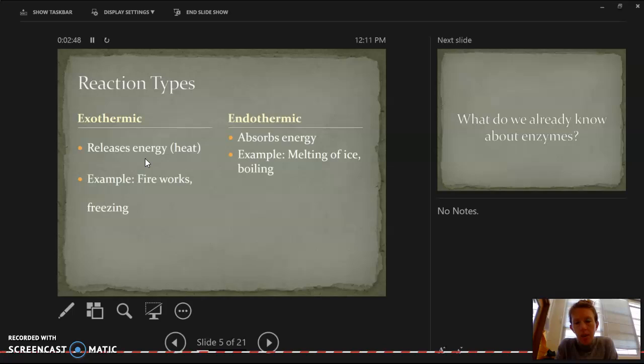Some examples of exothermic reactions include the combustion of fireworks, and also freezing is an exothermic reaction because heat is released in that process. Examples of endothermic reactions, opposite of freezing, include the melting of ice, and the boiling of a substance are also examples of endothermic because those require an input of energy.